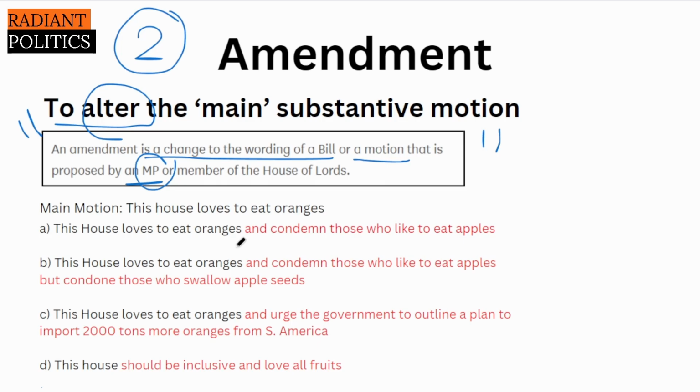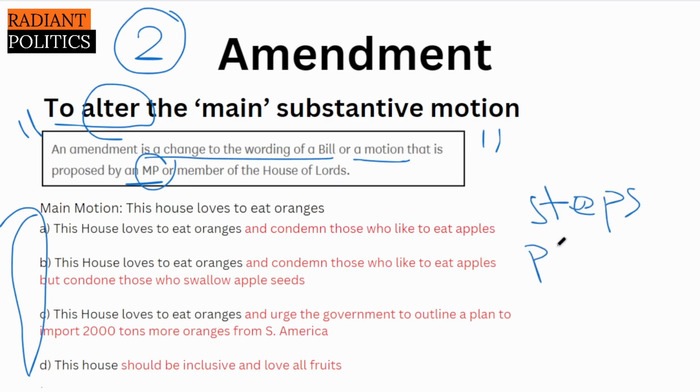So we have an example here. Let's say that a government minister tabled a motion that this House loves to eat orange. This is a substantive motion and can be amended. Note that there are procedures on tabling a motion and amendment, but we are not going into it today. Just note that you can't just table a motion or amendment whenever you want, there are steps that you will have to take. And let's say that there are 4 amendments tabled as you can see here.